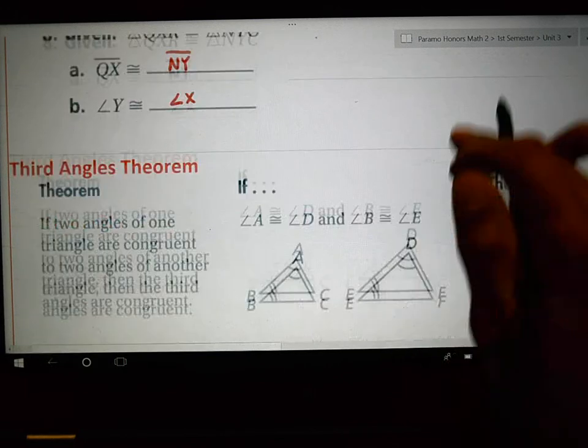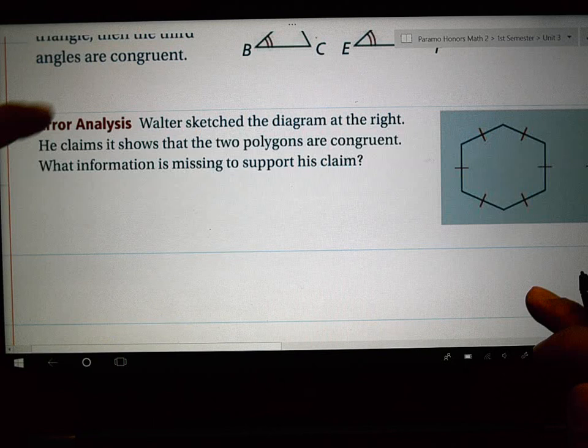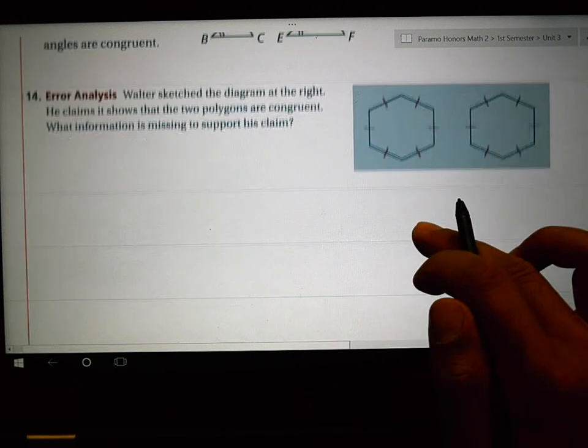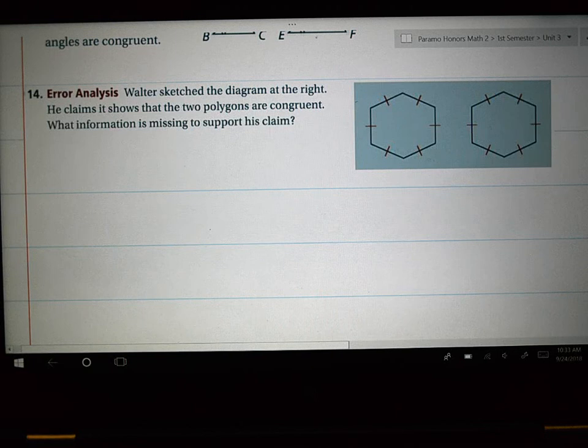Last example is number 14. This is number 14 in your textbook. You are welcome to do this in your textbook if you would like. You are able to write in your textbooks. And as a matter of fact, you need to start bringing your textbooks to class because when I stamp homework, I need to see that you did it. And so it is what it is.